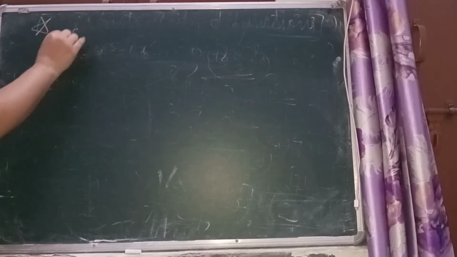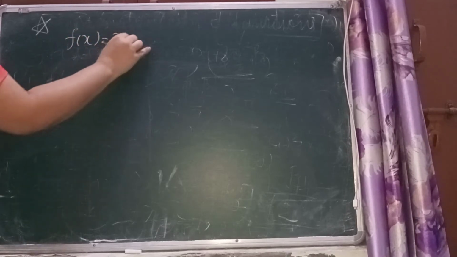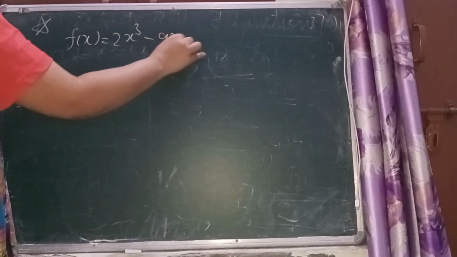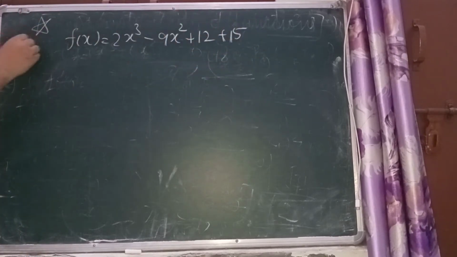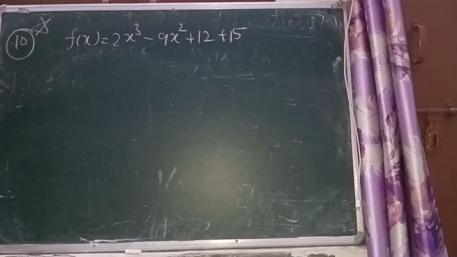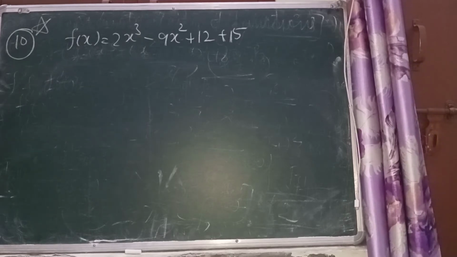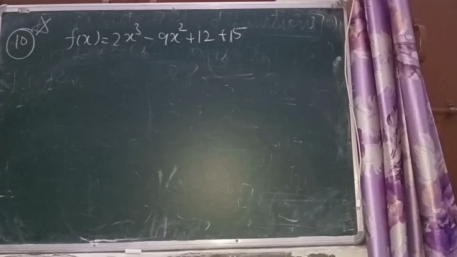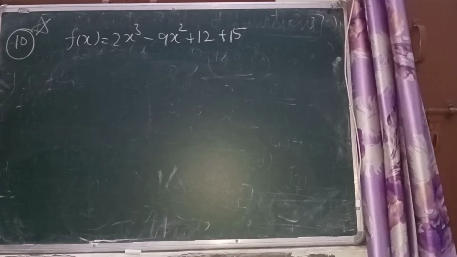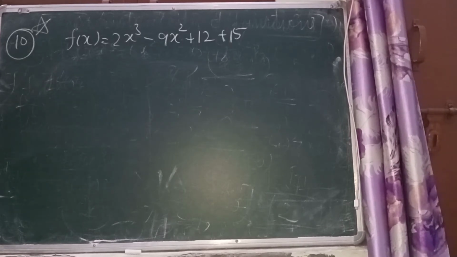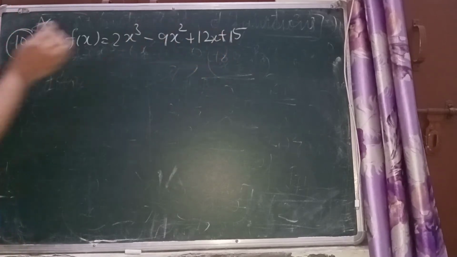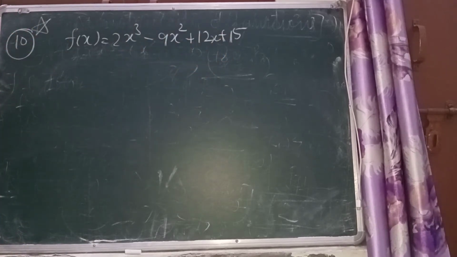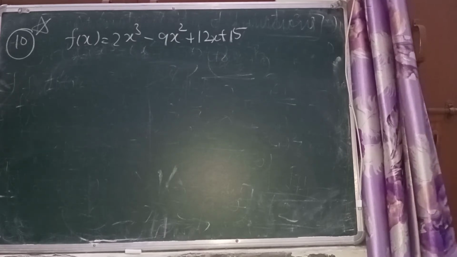A function f(x) was given: 2x cube minus 9x square plus 12x plus 15. This is question number 10 from your book. Since questions 1 to 8 belong to the last topic, I am starting with question number 10. So please pay attention. As f(x) is given, we have to find the interval where its value increases or decreases.